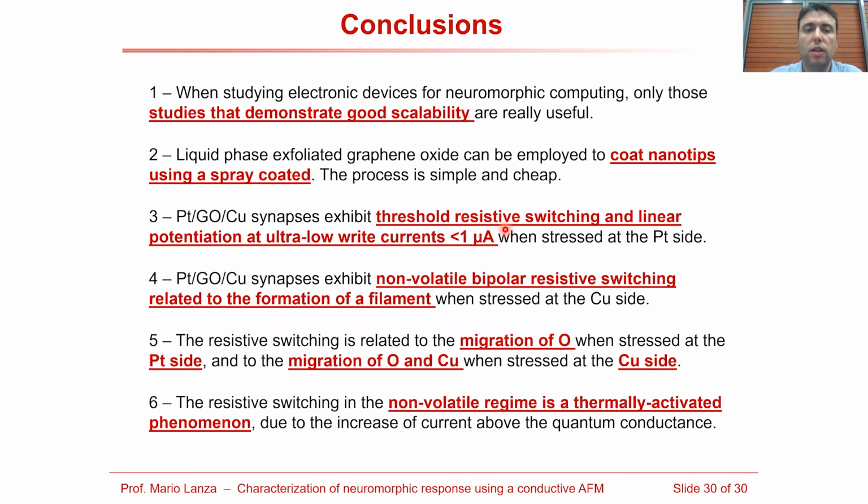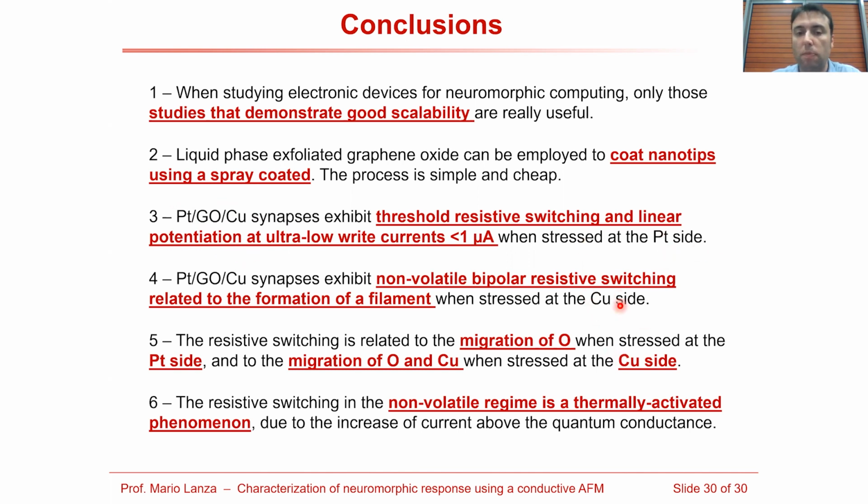So in conclusion, when studying electronic devices for neuromorphic computing, we need to use very, very small device size. In our study, we have employed one conductive atomic force microscope, and we have coated the AFM tips with graphene oxide using a spray coater. We observed that for the platinum graphene oxide copper synapses, we can observe threshold type resistive switching with linear potentiation and ultra low write currents when we apply the stress at the platinum side.